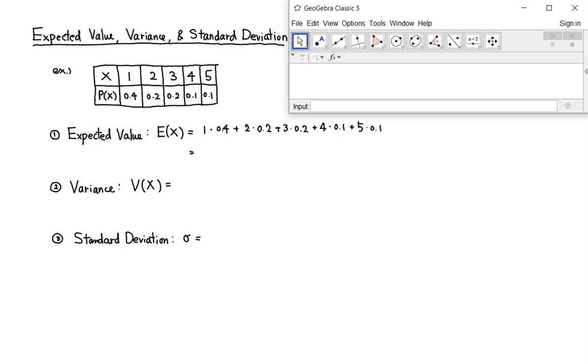So we're going to just type it in. I'm going to actually do a little bit of mental computation too. 1 times 0.4 is 0.4. 2 times 0.2 is 0.4 again. And 3 times 0.2 is 0.6. And 4 times 0.1 is 0.4. Plus 5 times 0.1 is 0.5. So hit enter. It's 2.3. So the expected value is 2.3.